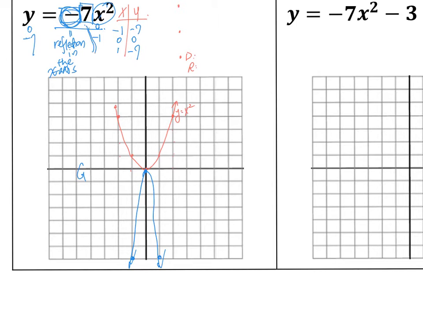and this 7 means whether the graph is stretched or shrunk. Well, in this case, this graph is stretched, and then x squared is just the rest of the function. So in our description, in comparing it to y equals x squared, we can say this is a vertical stretch with a factor of 7, and it's also a reflection in the x-axis.